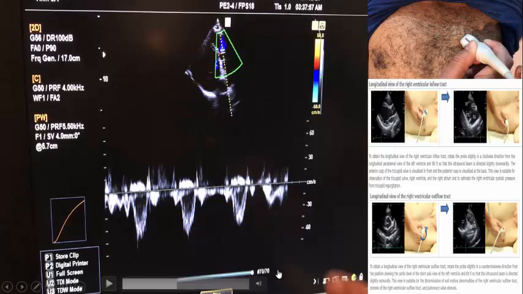And there is also very important information you can collect from this view if you have the software, which is the pulmonary artery acceleration time. You will fire up the pulmonary artery acceleration time in the software. You will apply the first cursor here, and the second cursor will be at this big flow.